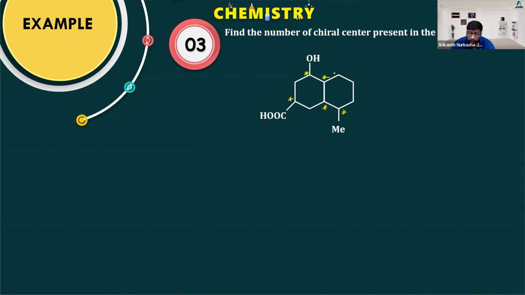So how many are there? 1, 2, 3, 4, 5. 5 chiral carbons are going to be present here.